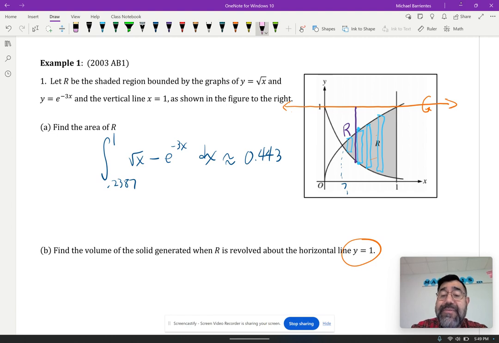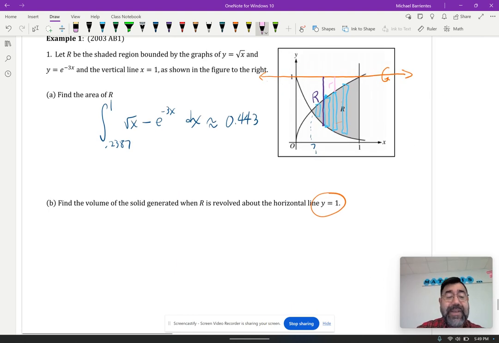Start from the axis of revolution and draw a distance all the way until the inner part of the shaded region, the inner boundary. That's little r. Little r is the radius of the empty space, the hole. Big capital R is the radius of the whole thing. But we need to subtract the inside part.